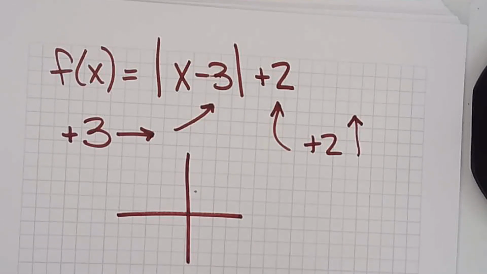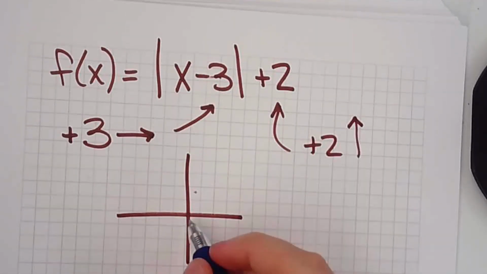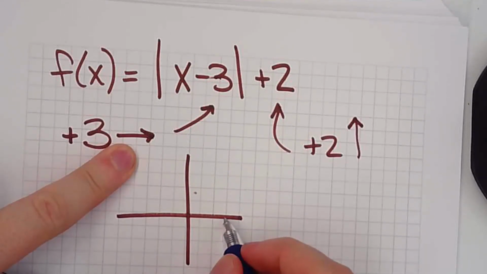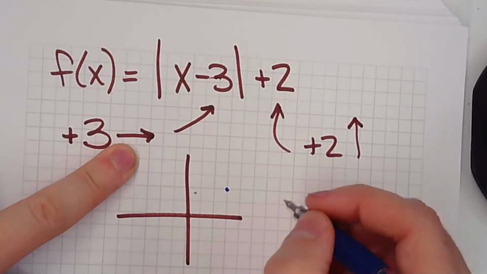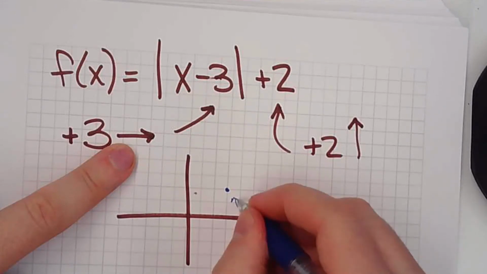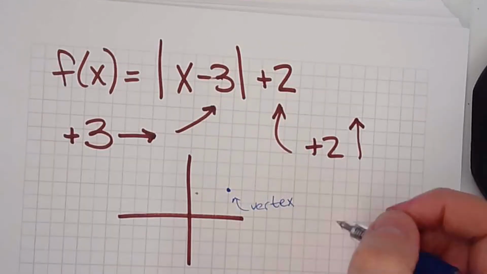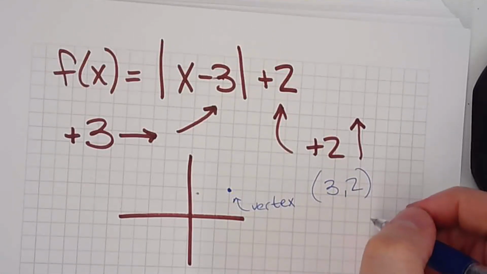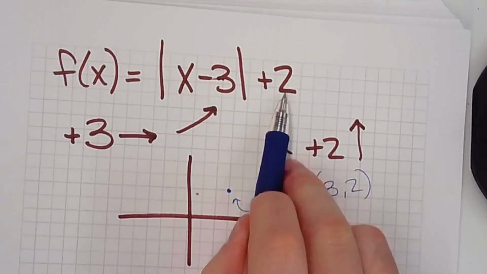So if we make a quick sketch, we would imagine that our graph is going to look like this. Instead of starting at 0, it's going to start 3 to the right, 1, 2, 3, and 2 up. So it's going to start there. That's going to be where our vertex is. So if you wanted to, you could write the vertex as a point, 3, 2. And I got that information from this. Change this guy's sign, keep this guy's. So that's where our vertex is going to be.